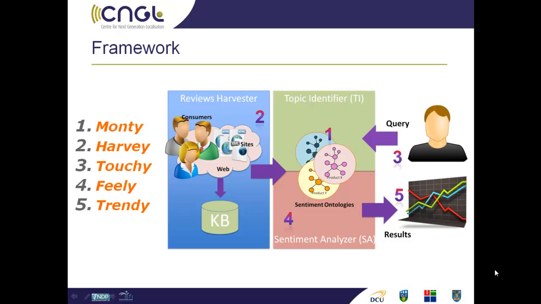The first one, Monty, involves the construction of a product ontology, in this particular case about Norton 360. This is going to model the different aspects and dimensions of Norton 360, their allowable values, and the polarity classification of effective linguistic terms for these values.